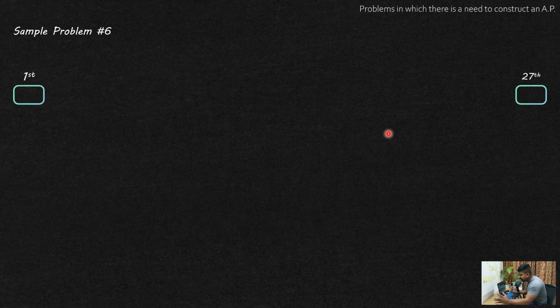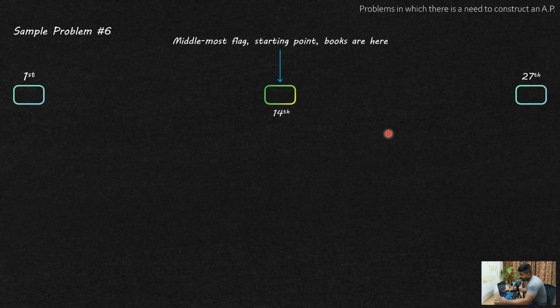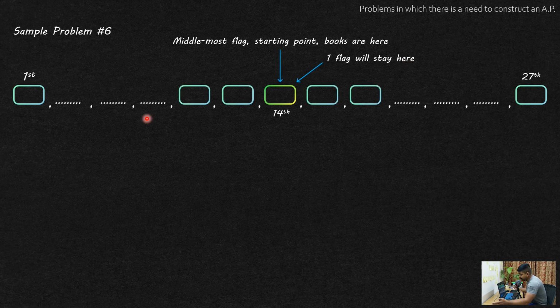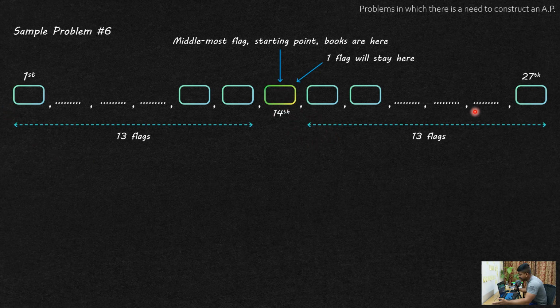Now we know that we have a total of 27 flags. The middlemost flag, which is the starting point for Ruchi, and where her books are also kept, is the 14th flag or the 14th position. Now this is the position of the middlemost flag. Again, how did 14 come? (27 plus 1) by 2. One flag will stay here. So this shows that we have 13 flags on the left hand side of this 14th flag and 13 flags on the right hand side of this 14th flag.